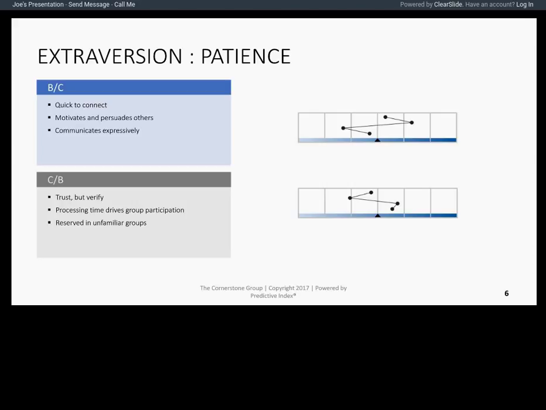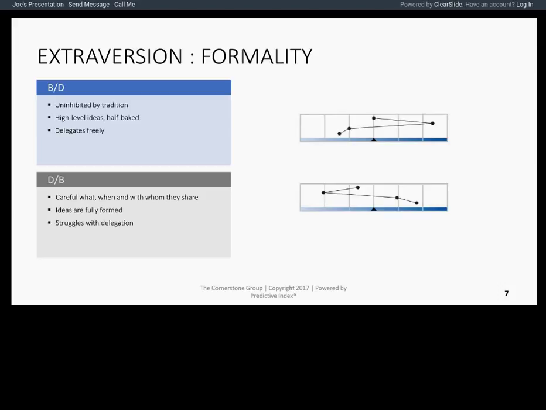Processing time really drives how they participate in groups and how they share in group situations. So think about this from the lens of collaboration, right? They will collaborate, but they have to develop that trust first, and that's going to take some time. So that is extraversion and patience. We only have two more here.